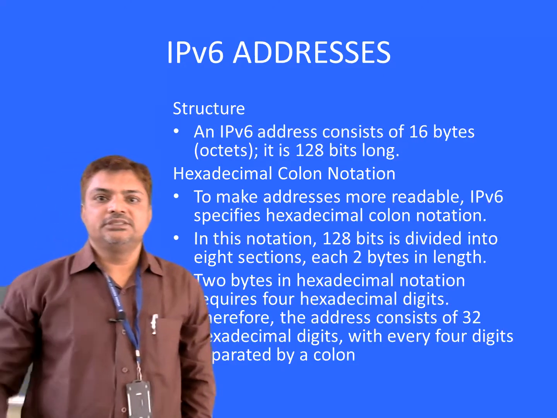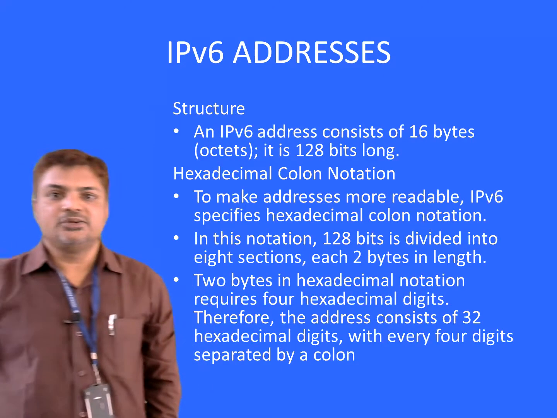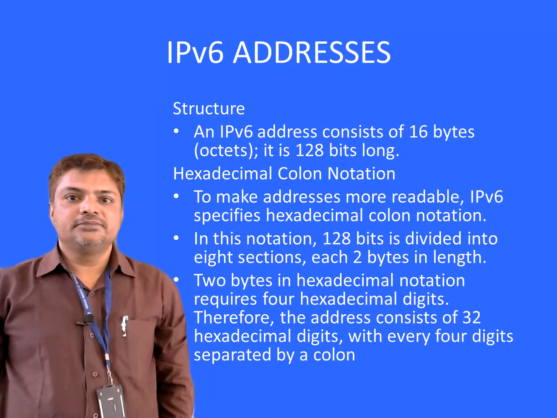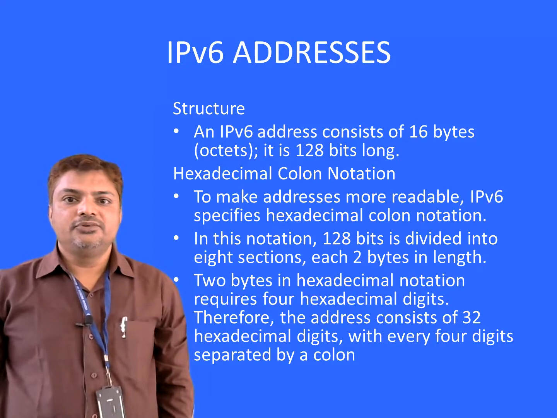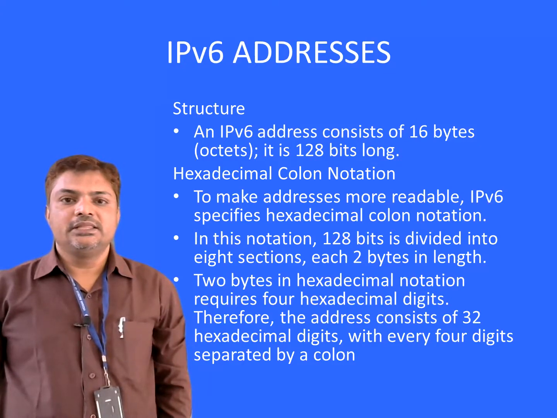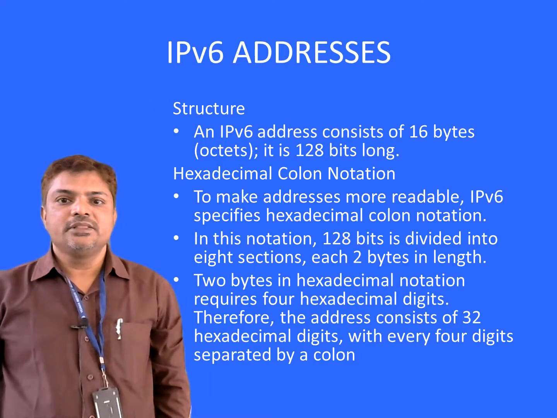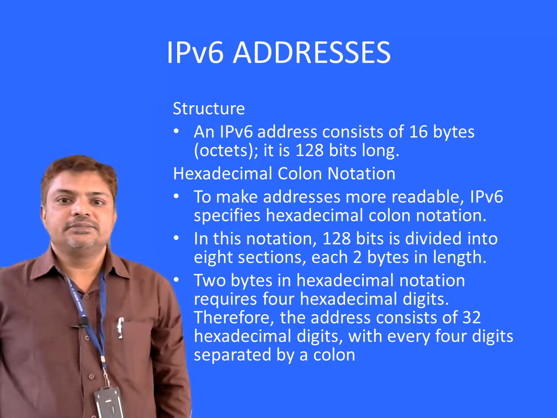Structure: an IP version 6 address consists of 16 bytes, or octets. It is 128 bits long. Hexadecimal colon notation: to make the address more readable, IP version 6 specifies hexadecimal colon notation. In this notation, 128 bits is divided into 8 sections, each 2 bytes in length. 2 bytes in hexadecimal notation require 4 hexadecimal digits. Therefore, the address consists of 32 hexadecimal digits, with every 4 digits separated by a colon.